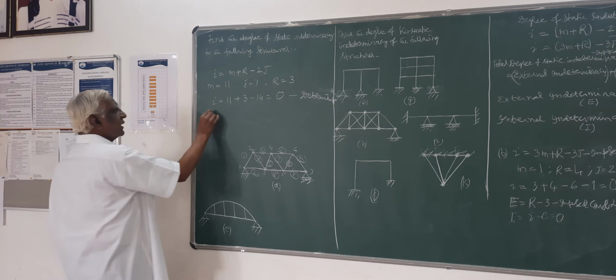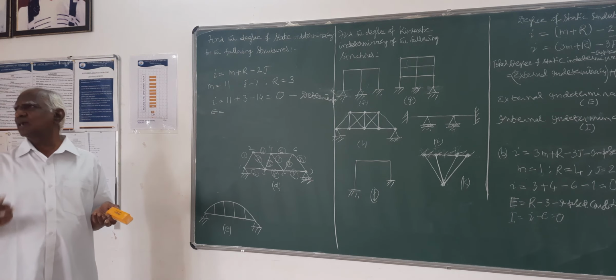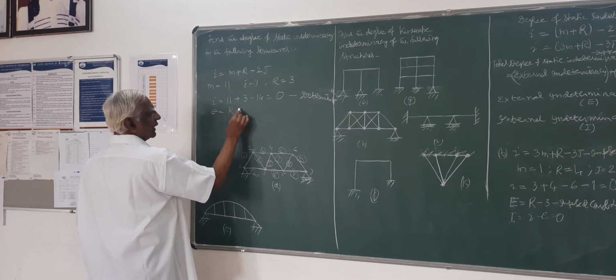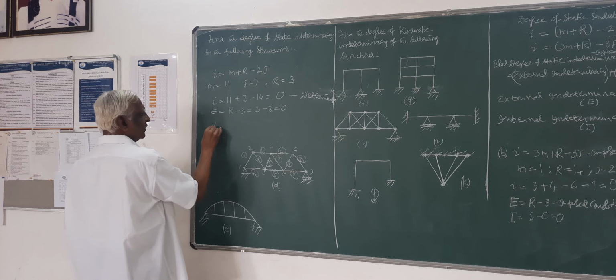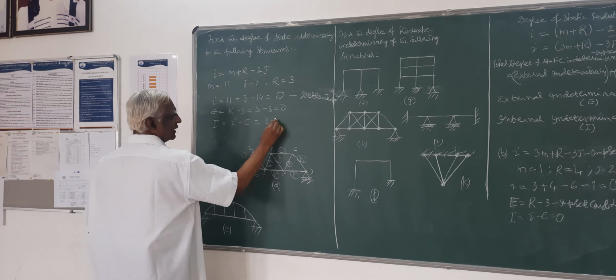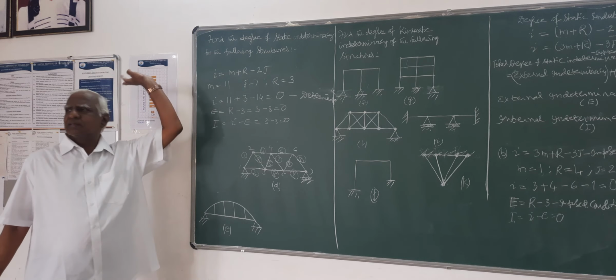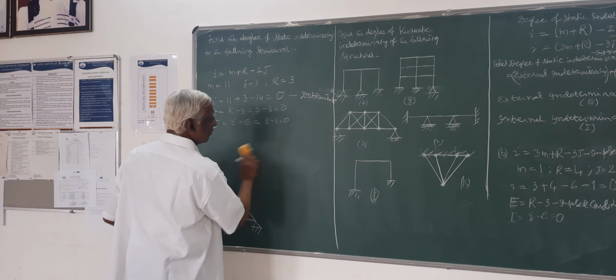So, and of course, naturally external indeterminacy also has to be 0, internal indeterminacy also has to be 0. E equals r minus 3, that is r is 3, 3 minus 3, 0. Internal indeterminacy is I minus e, that is 0. So this structure is determinate. So this is over.